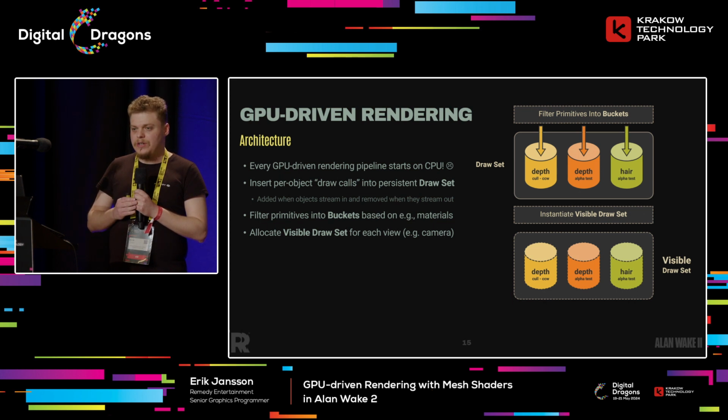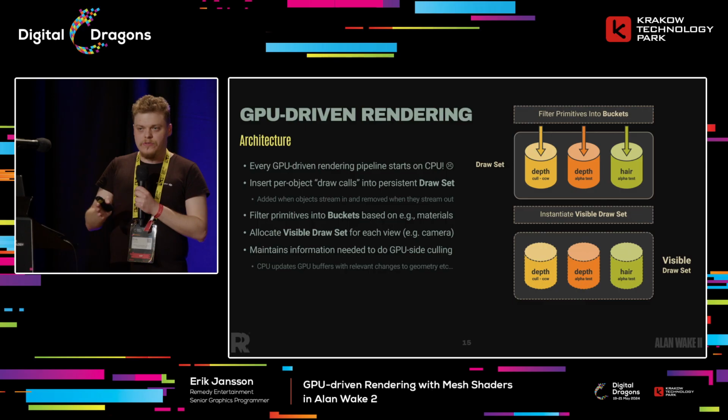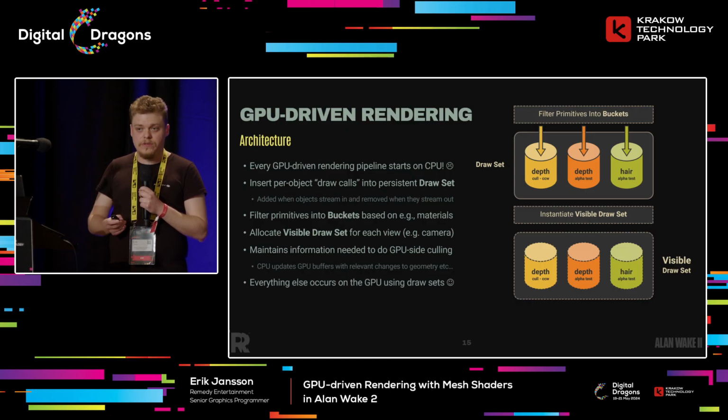For the GPU side culling, we need to instantiate this into something which we call a visible draw set. And this encodes it per view. So for instance, one of these draw sets will be for the camera, and one of these might be for a shadow map, for instance, for a spotlight. This structure holds all information that we actually need for doing the GPU side culling. The CPU constantly pokes the GPU with updated information, for instance, if there's been any changes to the loading, or if any meshlets have changed. But we only update the differences. We never do a full update. And that's pretty much everything that we actually do on the CPU. Everything else is done entirely on the GPU.